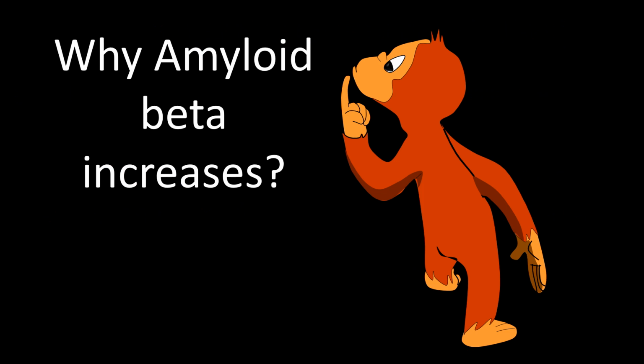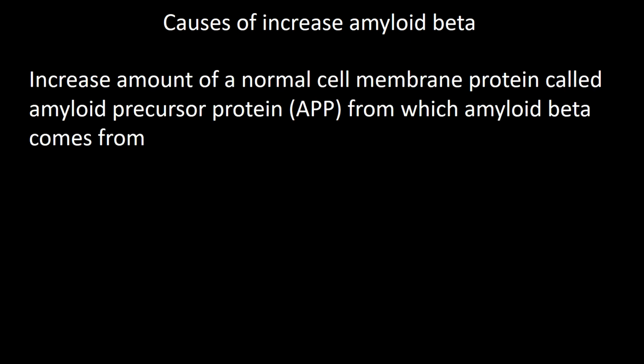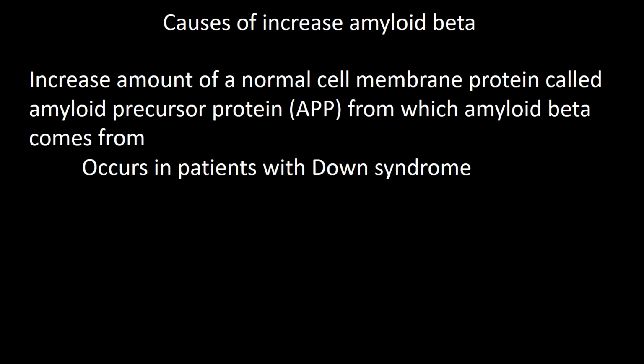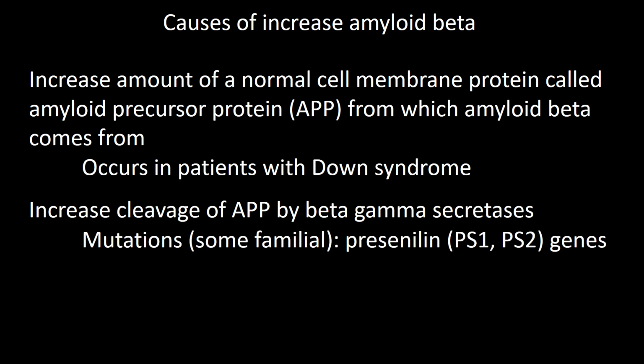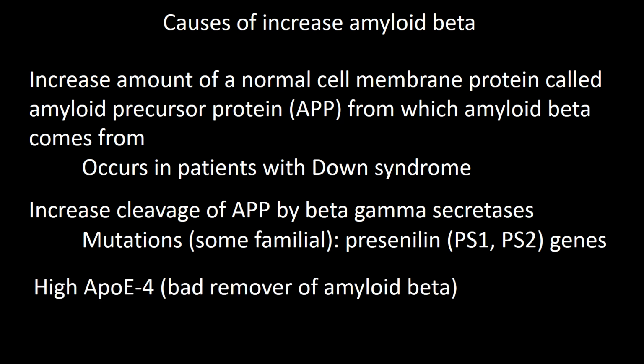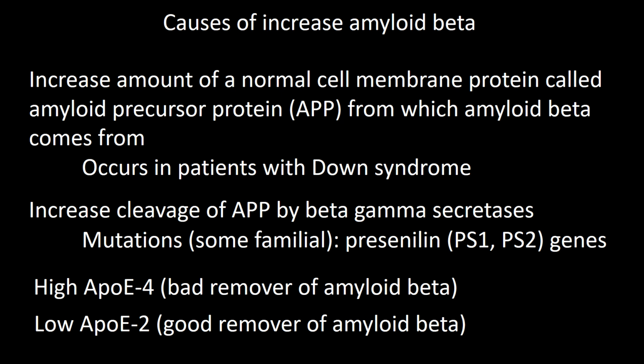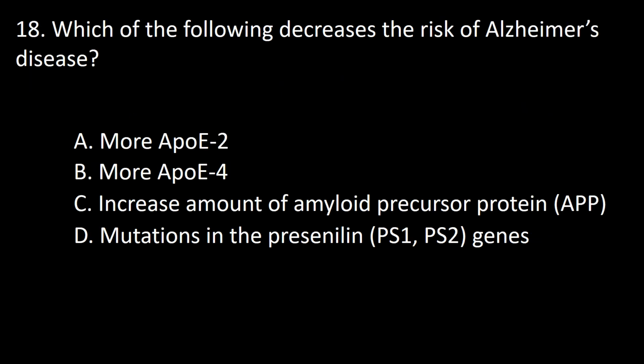So going back to the question of why amyloid beta increases, the causes of increase of amyloid beta are an increased amount of a normal cell membrane protein called amyloid precursor protein, from which amyloid beta comes, as occurs in patients with Down syndrome, increased cleavage of APP by beta and gamma secretase, which occurs with mutation of the presenilin genes, and high levels of ApoE4, the bad remover of amyloid beta, and low levels of ApoE2, the good remover of amyloid beta. So the answer to this question is A.